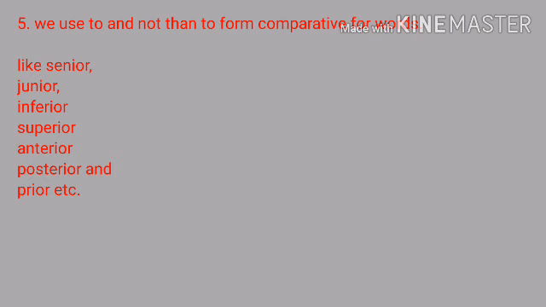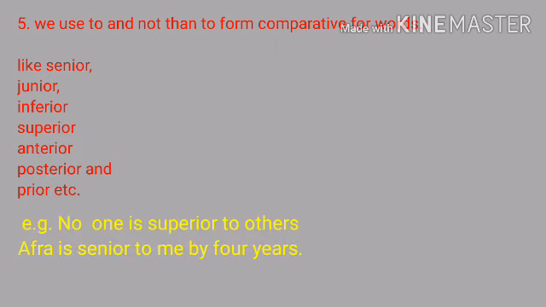Fifthly, we use to and not than to form the comparative for words like senior, junior, inferior, superior, anterior, posterior, and prior. For examples, no one is superior to others here. Afra is senior to me by 4 years.